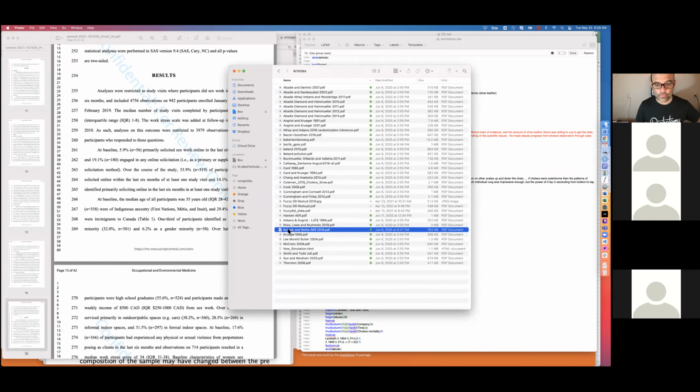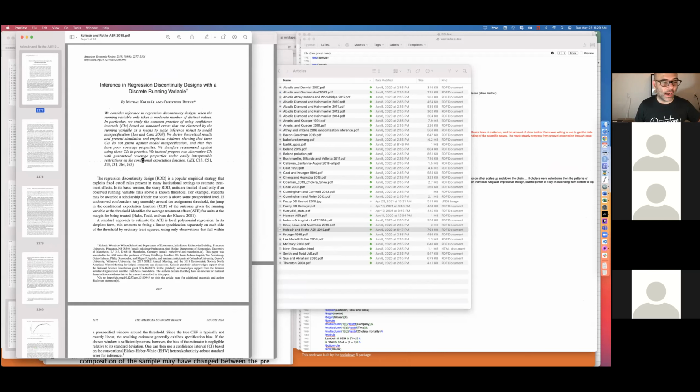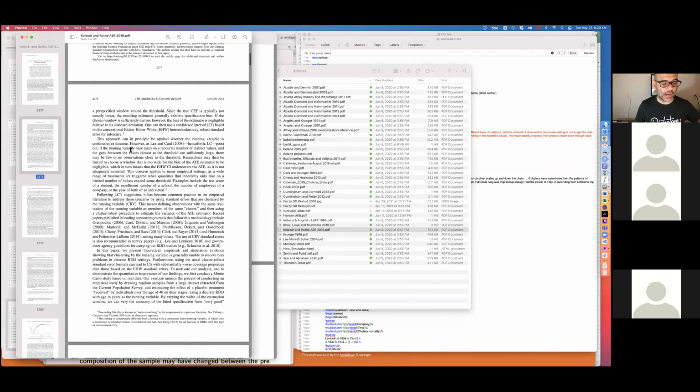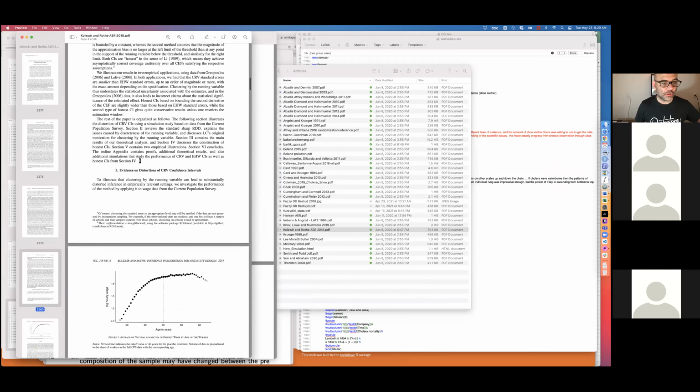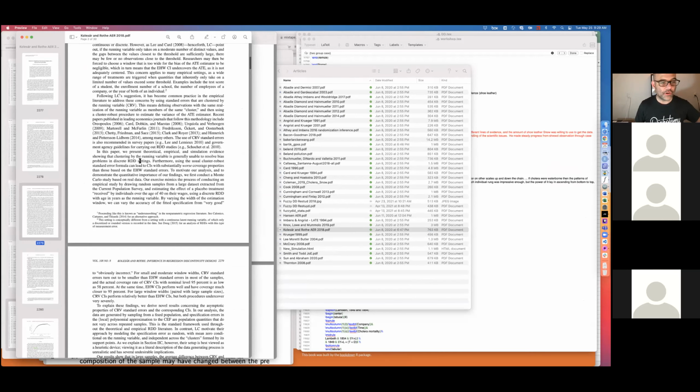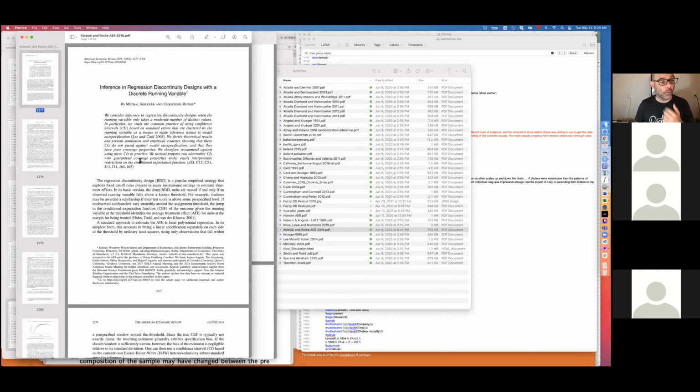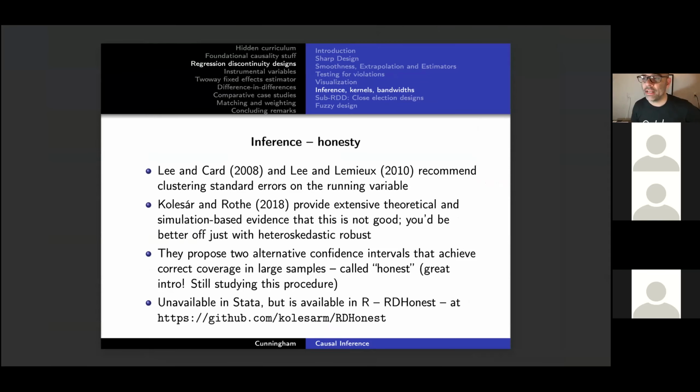There it is. Kolesár and Rothe. I really encourage you to read it, because the first 4 pages are really great writing. And if you want to see an example of just excellent writing for an intro, I highly recommend it.